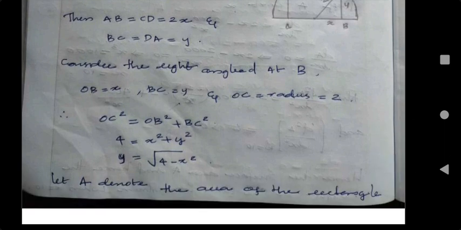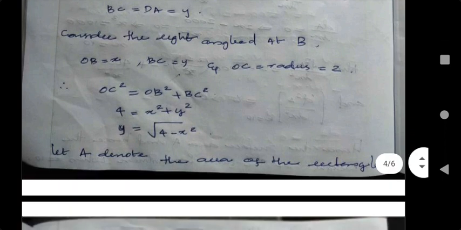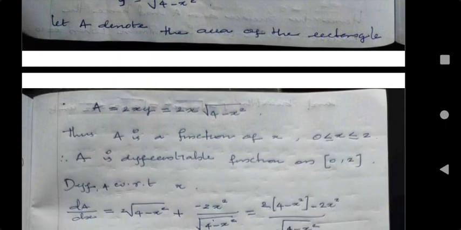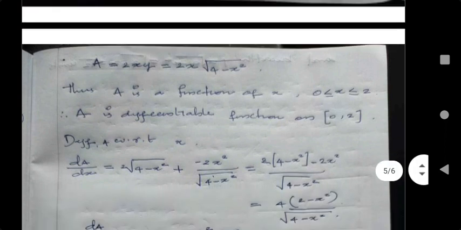Consider the right angle at B. OB equal to x, BC equal to y and OC equal to the radius, equal to 2. Then by the Pythagoras theorem, OC square equal to OB square plus BC square, so 4 equal to x square plus y square, and y equal to root of 4 minus x square. Let A denote the area of the rectangle. A equal to 2xy, that is 2x into root of 4 minus x square. Thus A is a function of x varying 0 less than or equal to x less than or equal to 2. Therefore, A is a differentiable function on the closed interval 0 to 2.